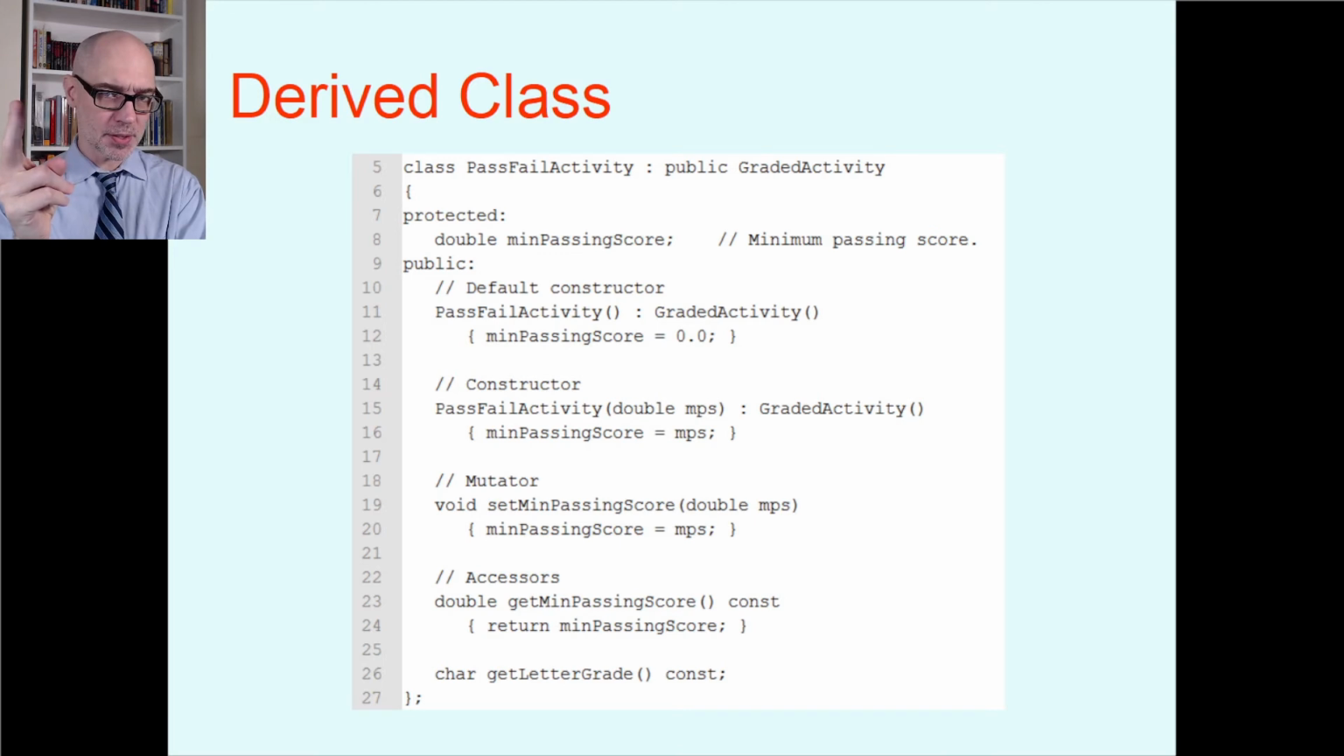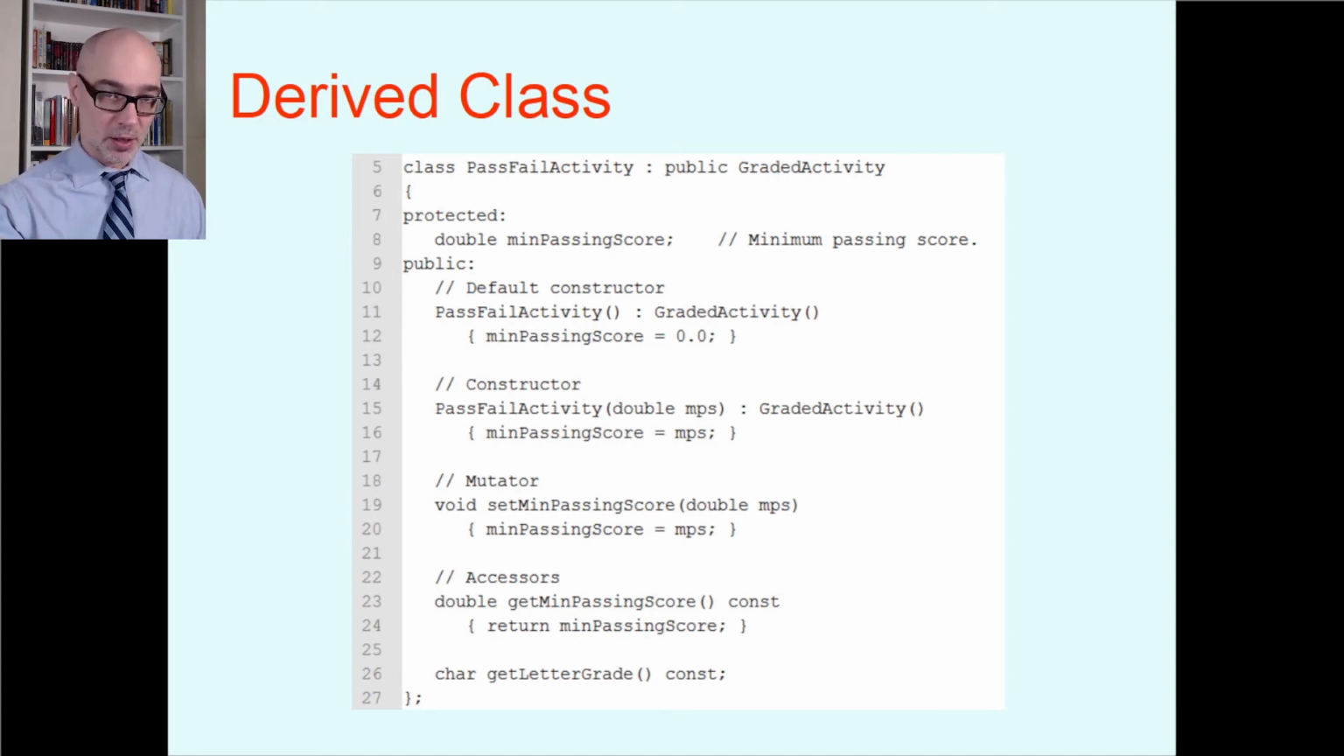And the answer is, if you follow what we're saying here in this lecture, 2. It's got the min passing score, but then it also has the score variable that's inheriting from the graded activity class. Again, you get all the member variables from the parent for free, and you get all the member functions from the parent for free as well.